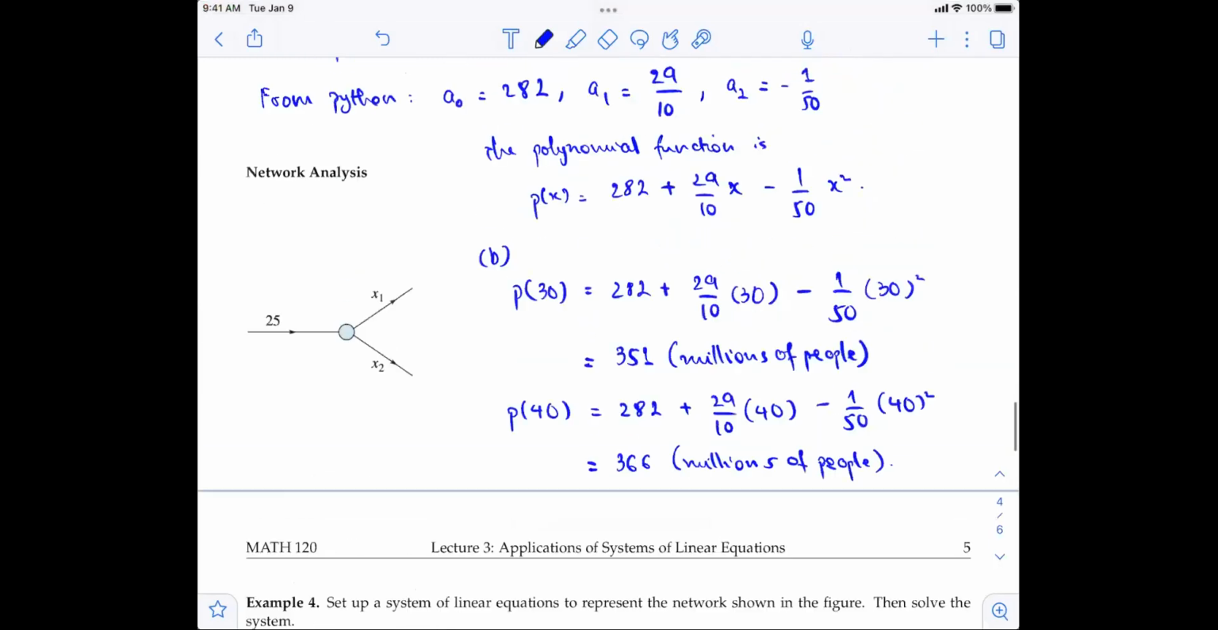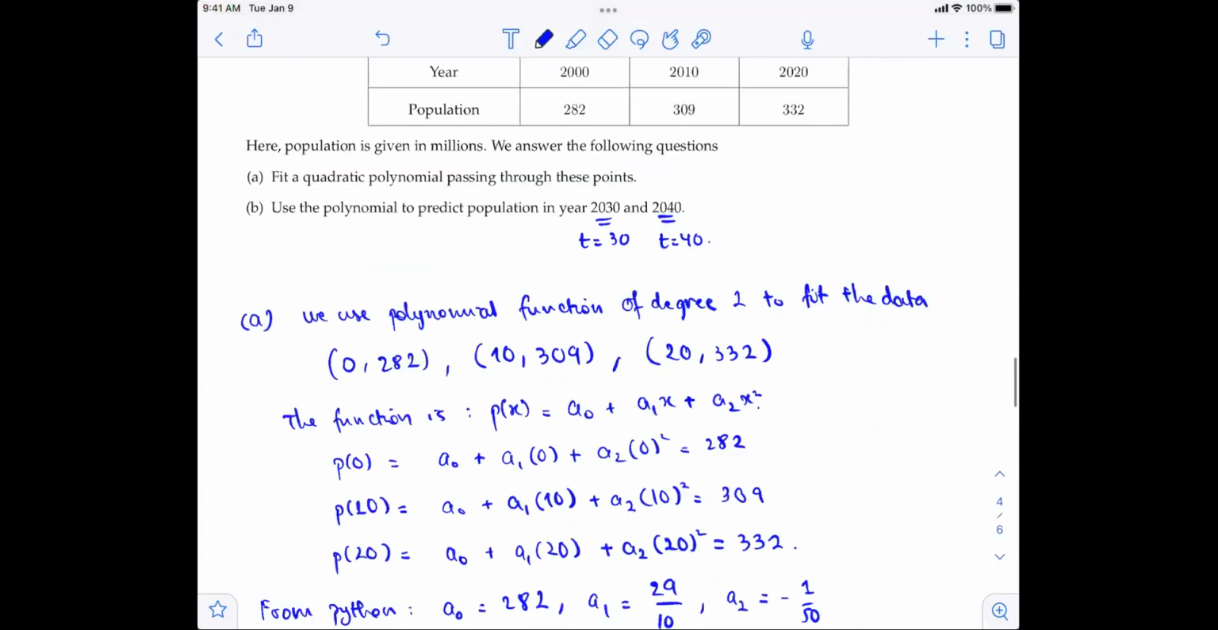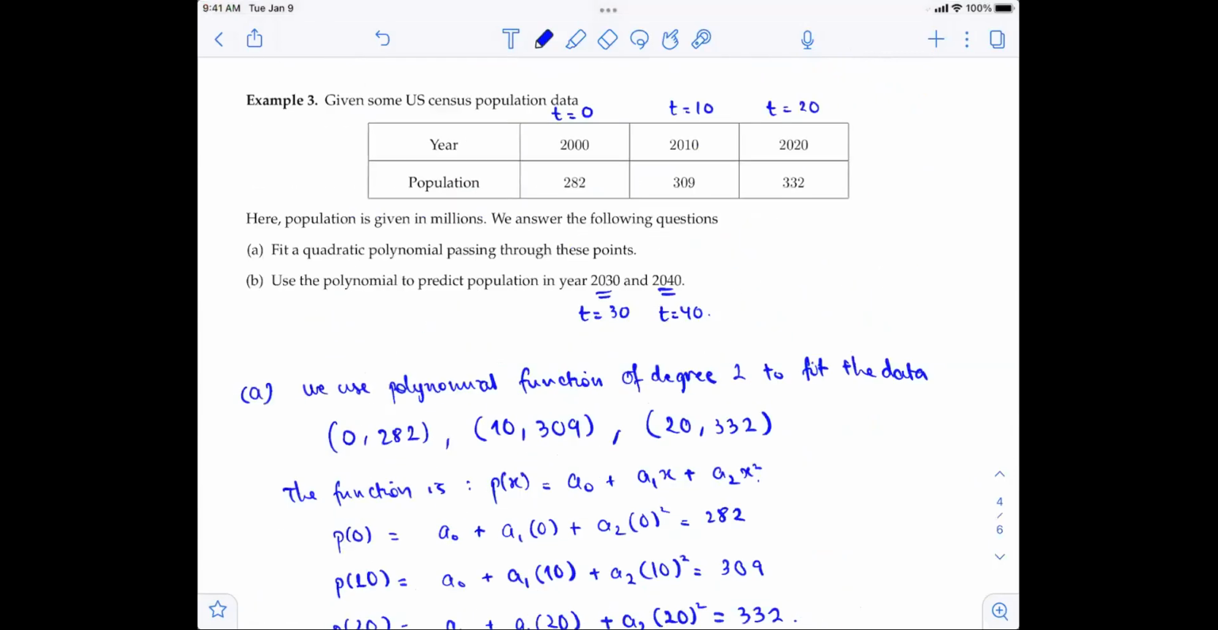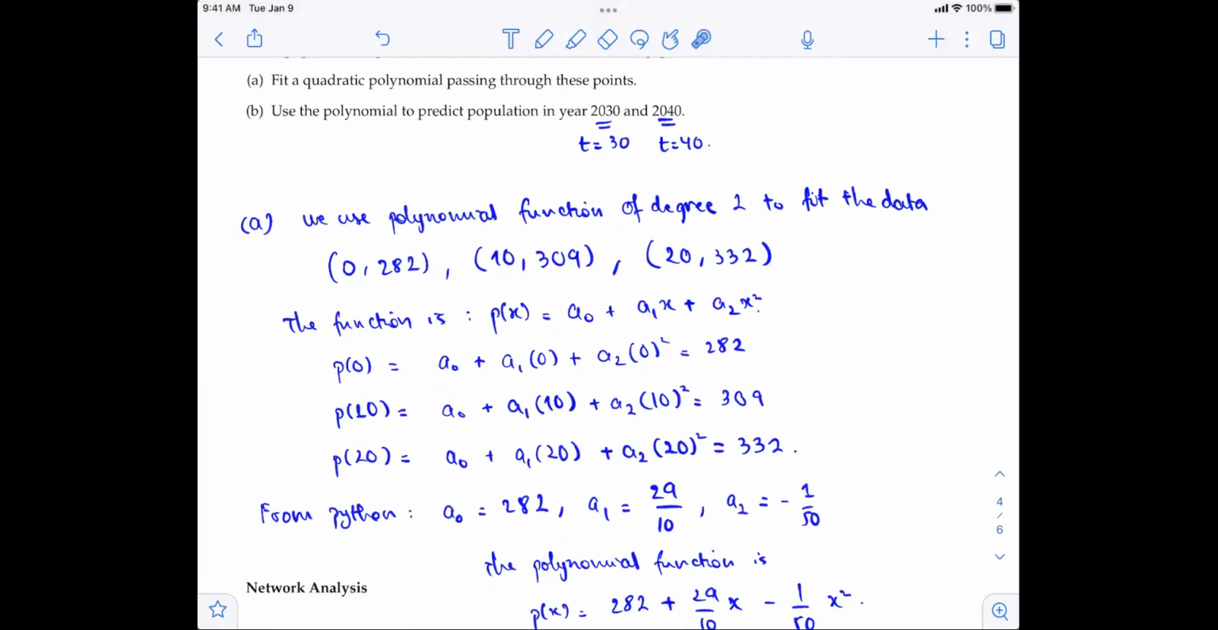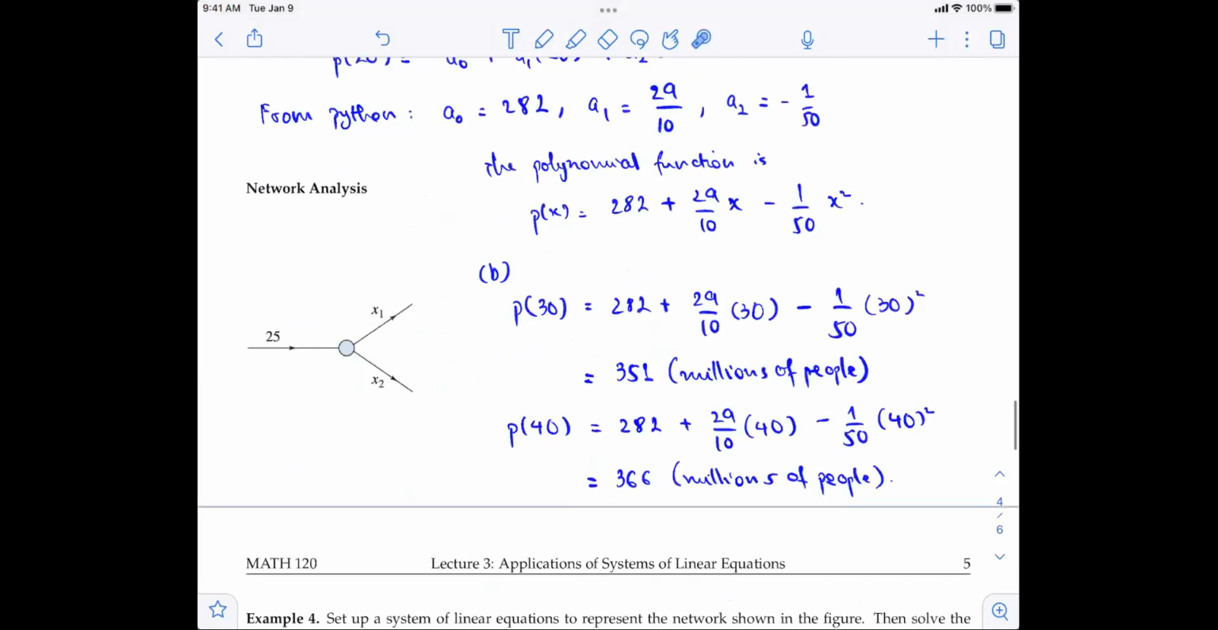Okay, so in this example, what we did is we use a polynomial curve fitting to find a function that fits these three particular real life data points, and we use the function to provide a prediction for the population in the future, which I think is a very cool technique to know. All right, so that's it for the polynomial curve fitting.